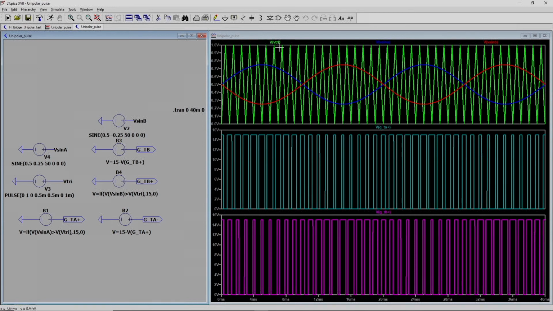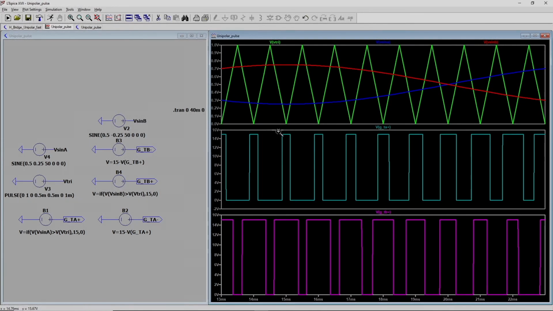So, this is your triangular carrier waveform that is generated, and then this is the reference for leg A, the blue one, and this red one is the reference for leg B. And then these two are the gate pulses which are generated for switch TA plus and for switch TB plus. Now, you can zoom in and see this comparison here.